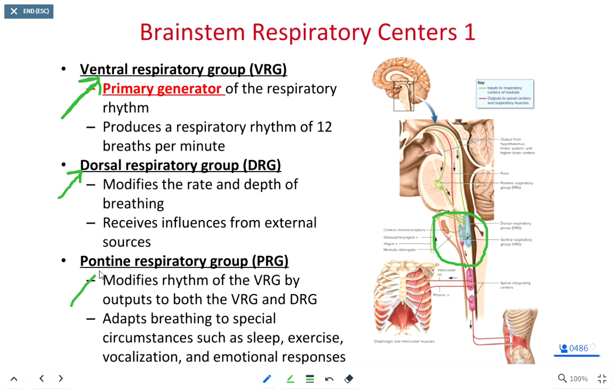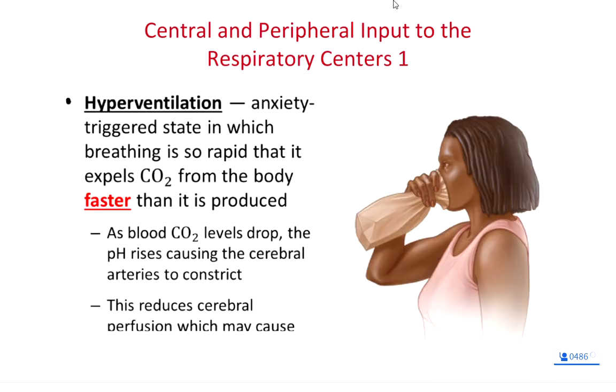As we look at the pontine respiratory group, which is going to be located within the pons of our brainstem, that pontine respiratory group allows for us to have special adaptations. Maybe you want to sing, maybe you want to laugh, maybe you want to talk. To have special movement of air in and out of your respiratory tract, our pontine respiratory group will send a signal that modifies the respiratory rhythm that's regulated within the ventral respiratory group.